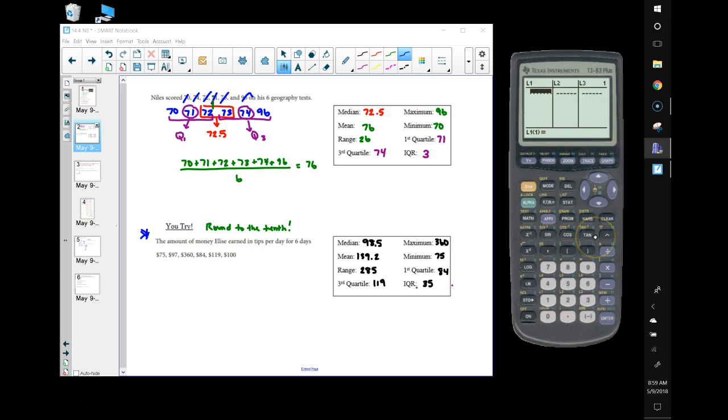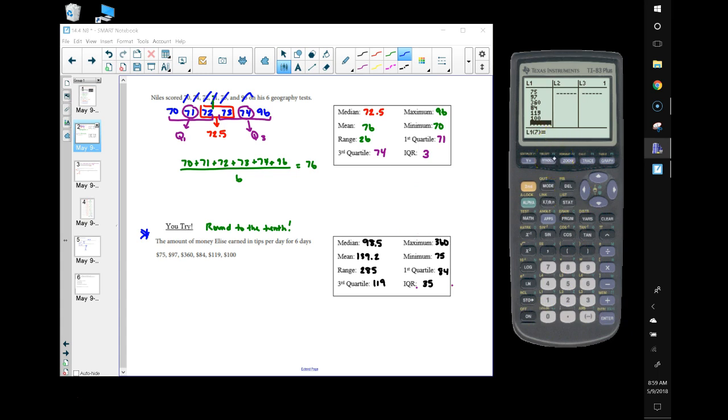And now we're going to input our data. So we're going to hit 75 and then hit Enter. So each data point you plug in, hit Enter. 97, Enter. 360, Enter. 84, Enter. 119, Enter. And 100, Enter. So you put all of your pieces of data in there.